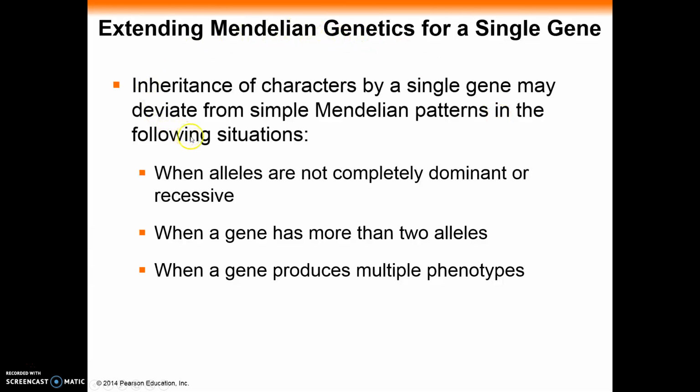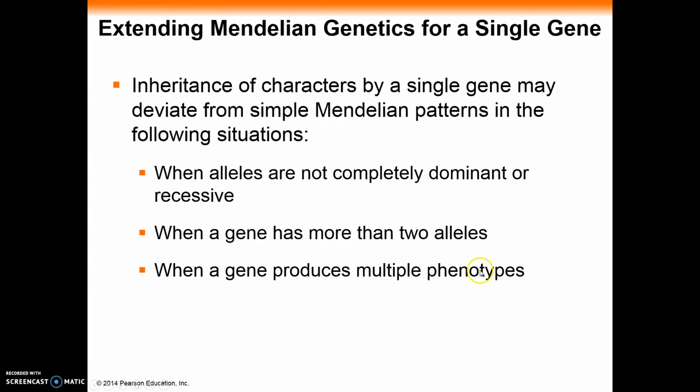Now, we can get deviations from Mendelian patterns when we move into these following scenarios. So when alleles are not completely dominant or recessive, when a gene has more than two alleles, or when a gene can produce multiple phenotypes. So here, we presented a scenario before where something was completely dominant or recessive. Well, there's an in-between too, and there's codominance. There's a lot of variations here. As I said before, you can have more than two alleles.